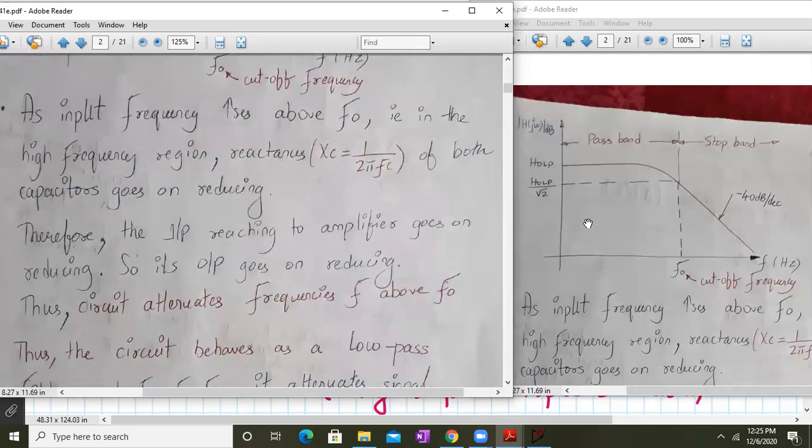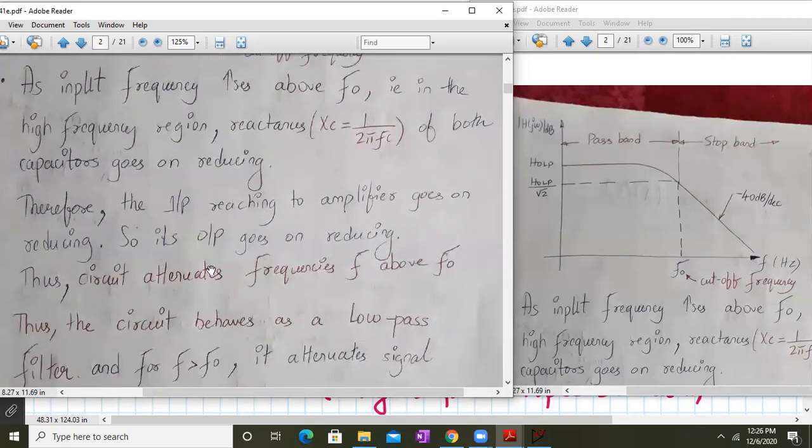Okay. Next part, as the input signal frequency increases above f0, in the high frequency range, the reactance offered by both the capacitors goes on reducing, correct? Therefore, the input reaching the amplifier goes on reducing, so the output goes on reducing. That means only one thing, that the circuit will attenuate the frequencies after f0. That behavior we have already observed in the first order low pass filter. A similar thing will happen over here.